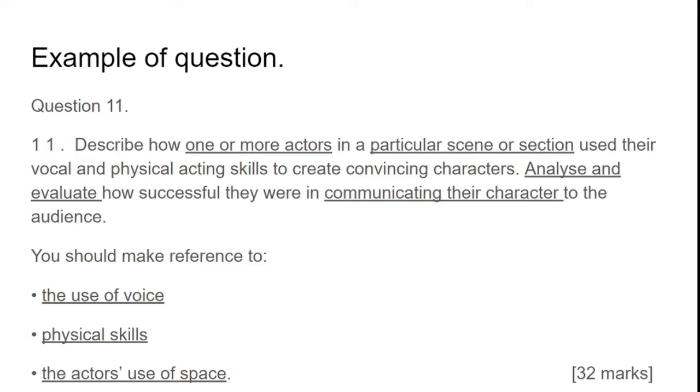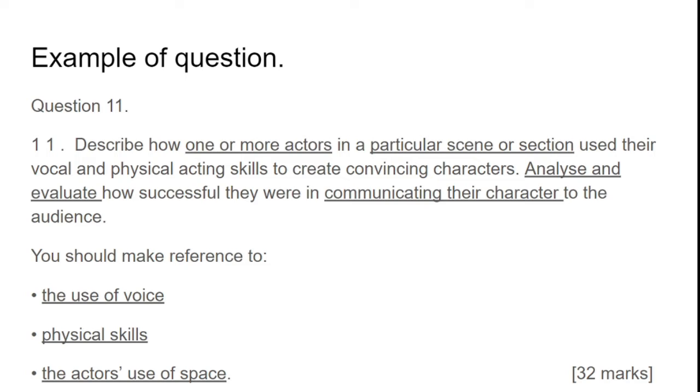It generally does always say a particular scene or selection, but I've also seen one where it said describe how 1 or more actors have used their physical and vocal skills in 3 separate scenes. So it might be quite specific and ask you to talk about 3 different examples. So it's really important to read through the question. What exactly are they asking?